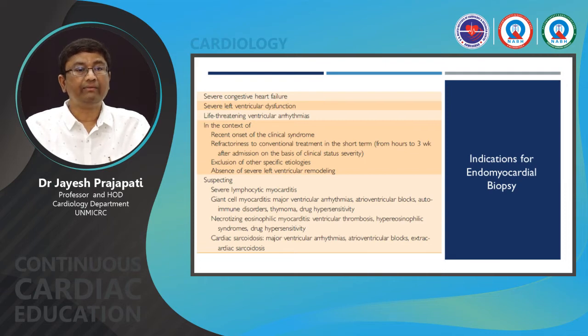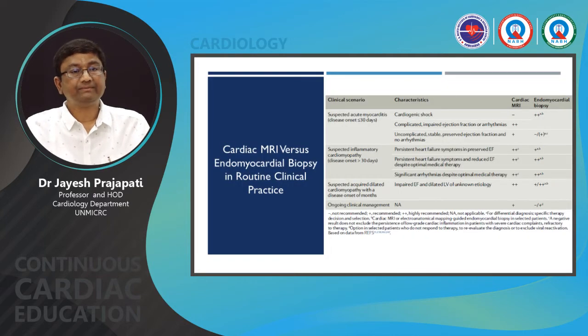absence of severe LV remodeling, suspected severe lymphocytic myocarditis, giant cell myocarditis, necrotizing eosinophilic myocarditis, ventricular thrombosis, hypereosinophilic syndrome, drug hypersensitivity, and cardiac sarcoidosis with arrhythmias and AV block. So when you want to specify something, you should do the endomyocardial biopsy. There are some specific situations where endomyocardial biopsy versus cardiac MRI is helpful. In cardiogenic shock, sometimes the endomyocardial biopsy is more helpful than MRI.